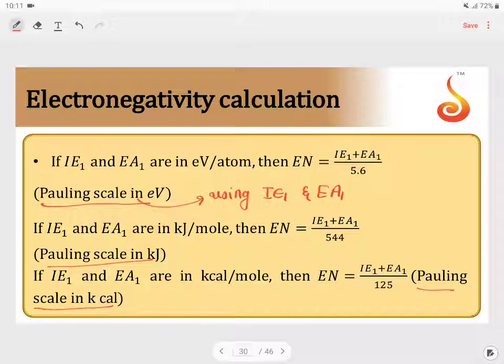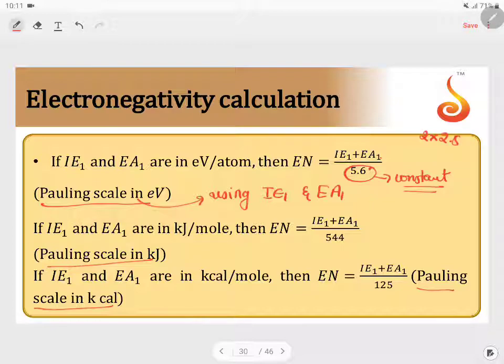What's the formula? Electronegativity is equal to ionization energy plus electron affinity divided by 5.6. Now, how did they get this 5.6? This is nothing but a constant which is introduced in order to get the correct value in the Pauling scale. Therefore, that is a conversion factor. Actually, it's something like 2 into 2.8.